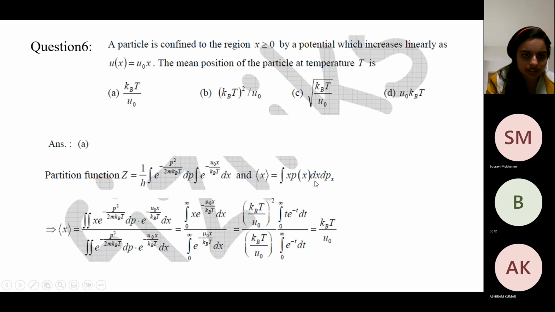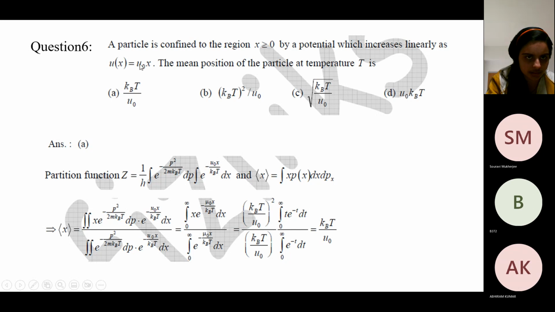Here dx and dp are coming because now it has both position and momentum. For a single variable, it would just be x p(x) dx, but the physical question is to find the mean position, and there it has dependence on both. So you have to integrate over all values of momentum as well. So then comes the expression for dp here. If you had just a variable and you have to just find the mean, it would just be x p(x) dx.